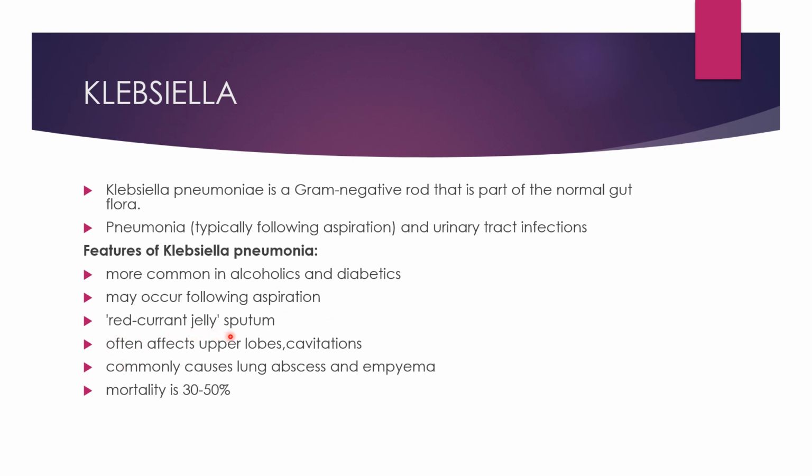And red colored currant jelly sputum. As I told you, in Streptococcus there was rusty colored sputum, and in Klebsiella there is red currant jelly sputum, and it often affects the upper lobes, and sometimes cavitations, lung abscess, and empyema can be seen as complications of Klebsiella pneumonia. But upper lobes, aspiration, red currant jelly sputum, alcohol, and diabetes, these 5 points should be there in your mind, and the option should be Klebsiella pneumonia in case these 5 points are there in the question.